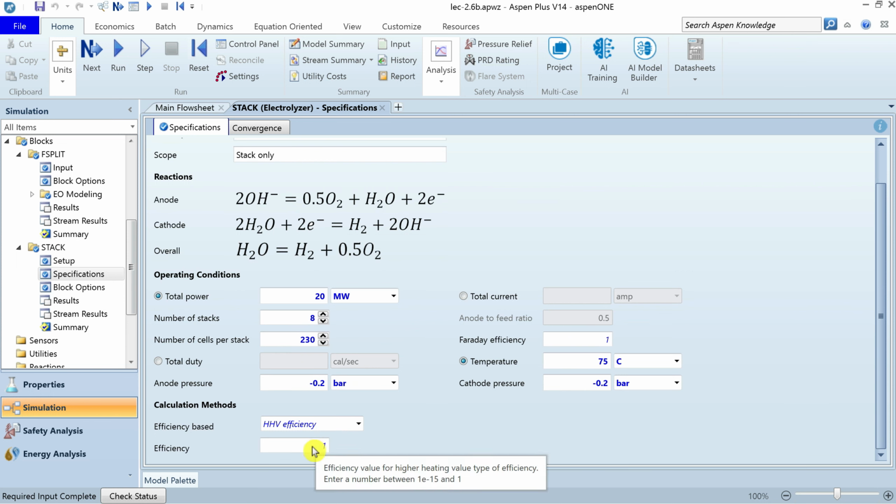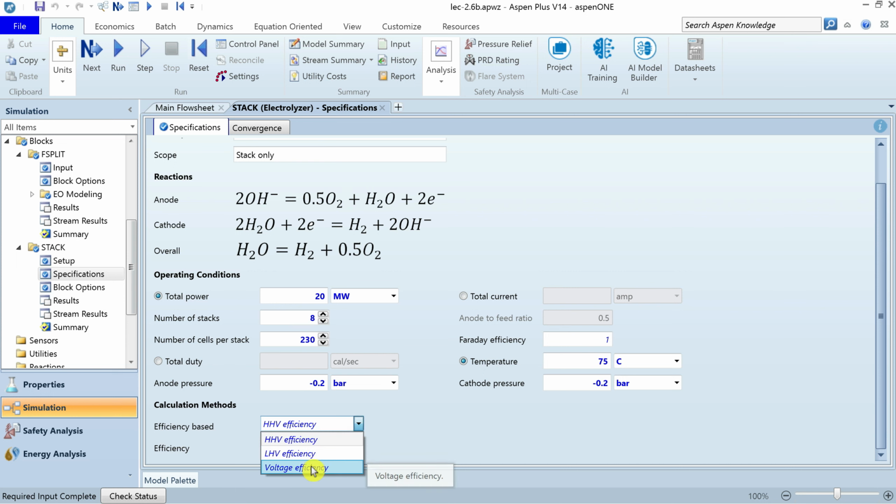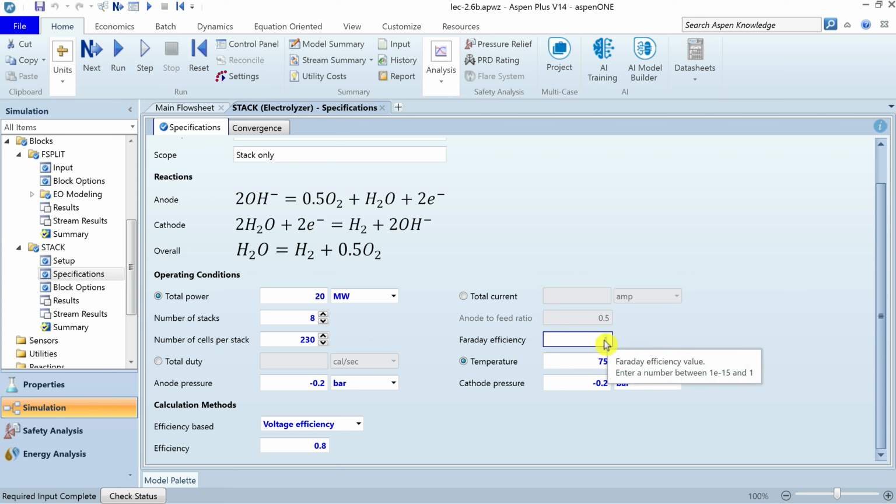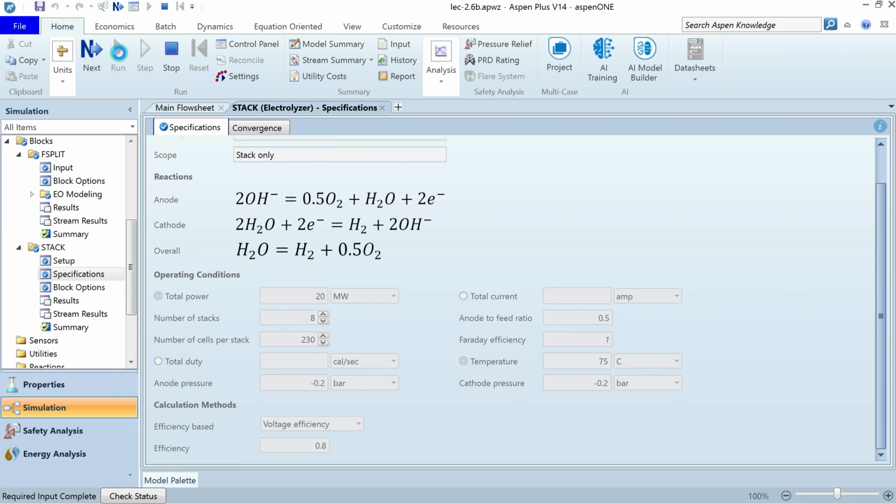Default efficiency values are 1, whereas in the problem specifications the high heating value efficiency was 0.8 as well as the voltage efficiency was also 0.8. Over here you can define high heating value efficiency or low heating value efficiency or voltage efficiency. If you are provided with the Faradaic efficiency, then you can define that efficiency over here. So required inputs are complete. Let's save the file and run the simulation.